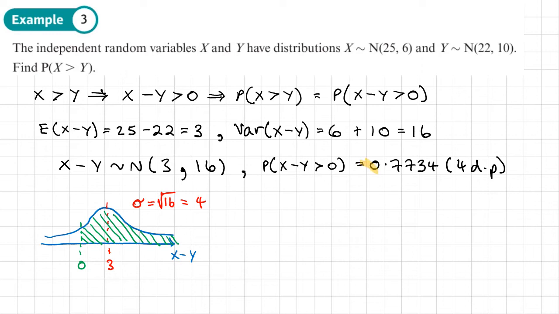So on some questions, it's helpful to maybe rearrange the probability you're trying to find so that it becomes either the sum or the difference between these two distributions, and then we can use our rules to work out the mean and the variance of this new distribution.